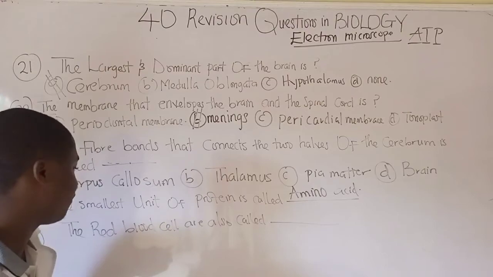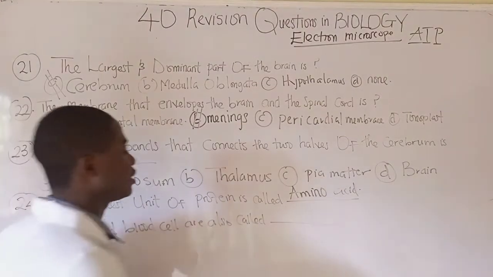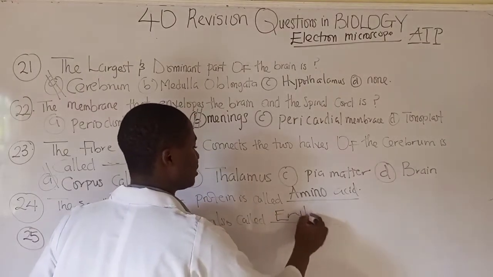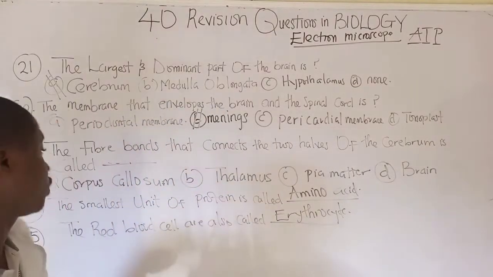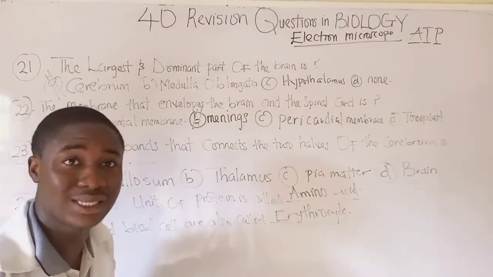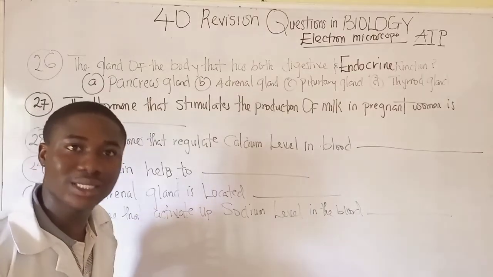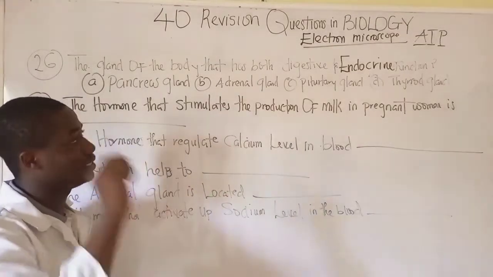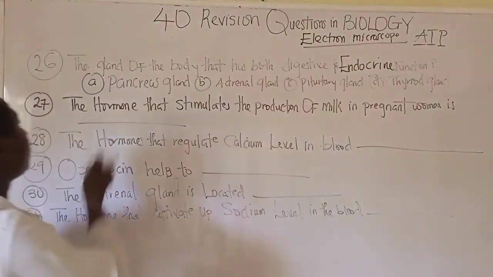For question 25, it says the red blood cells are also called erythrocytes. Okay, the red blood cells are also called erythrocytes. So this is the answer to the question. Now let's quickly move over to question 26. Question 26 says the gland of the body that has both digestive and endocrine function is called the pancreas gland.